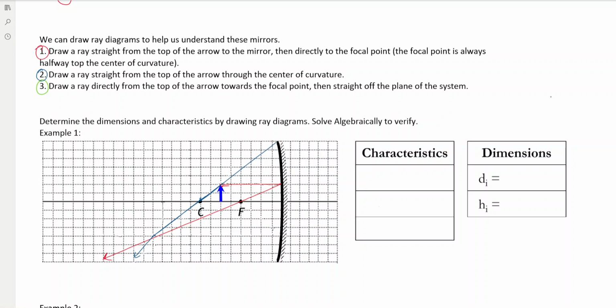Okay, and then for the third step, draw a ray directly from the top of the arrow towards the focal point and then straight off the plane of the system. So from the top of the arrow to the focal point. Okay, and then based off of the plane of the system, i.e., kind of horizontally. So we're going to try to draw that right now. Right there.